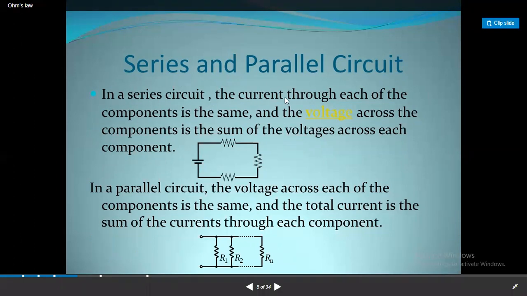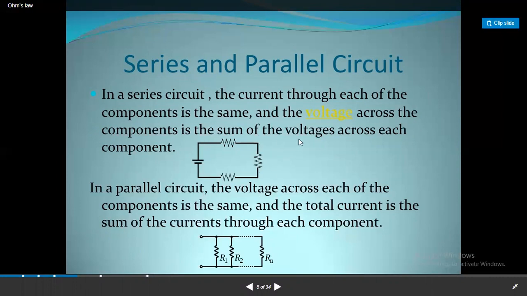In a series circuit, the current through each of the components is the same. When the current starts to travel from here, it travels with the same amount of current. There is no way of changing the current. Suppose 10 electrons start to travel from here. The resistors cannot eat electrons. So if 10 electrons come over here, the same 10 electrons travel through here, and here also the same 10 electrons travel through. Therefore, the current is the same throughout.